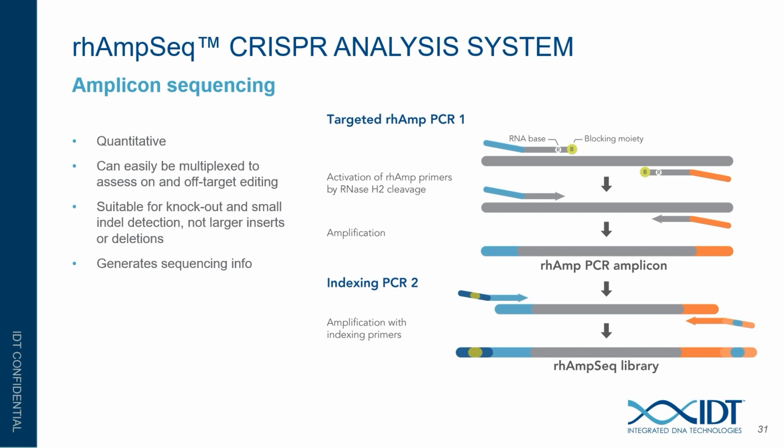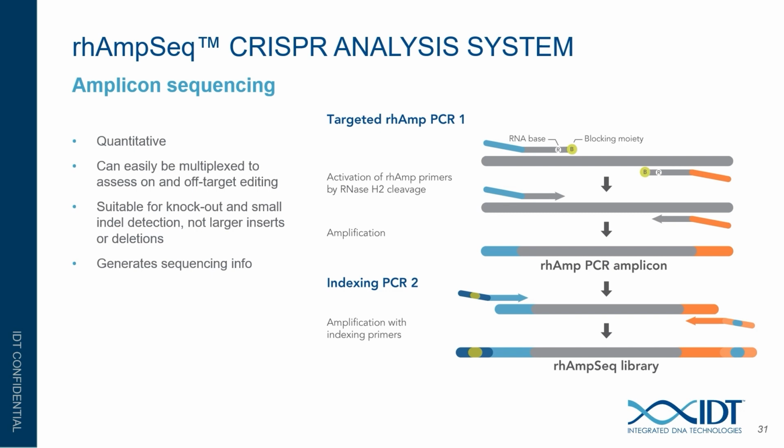After cleaving those blocking groups and amplifying the first set of the amplicons, a second PCR is performed with the index primers to allow for a sequencer to read the data. The first step PCR adds these blue and orange groups which are complementary to the index primers. A second step PCR adds these index primers onto the amplicons to allow for a readout by a sequencer.